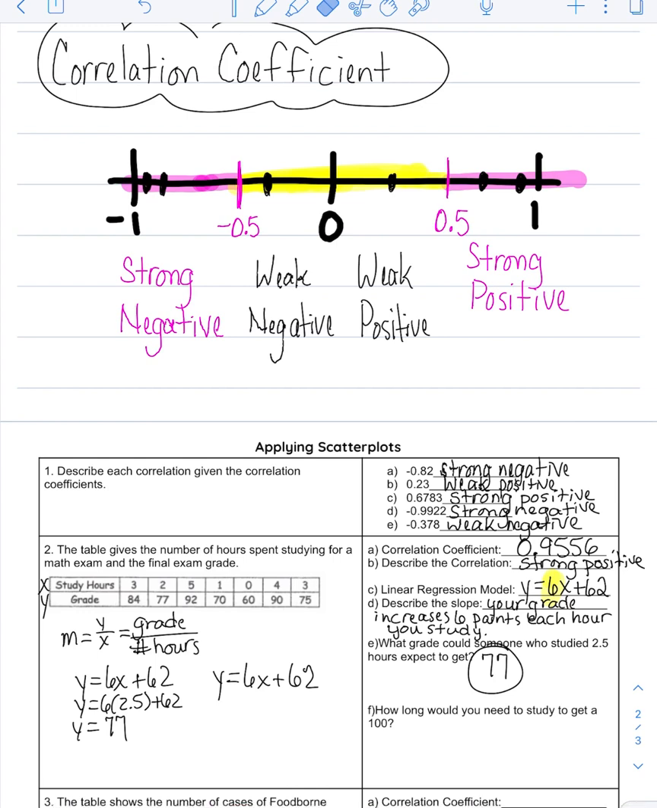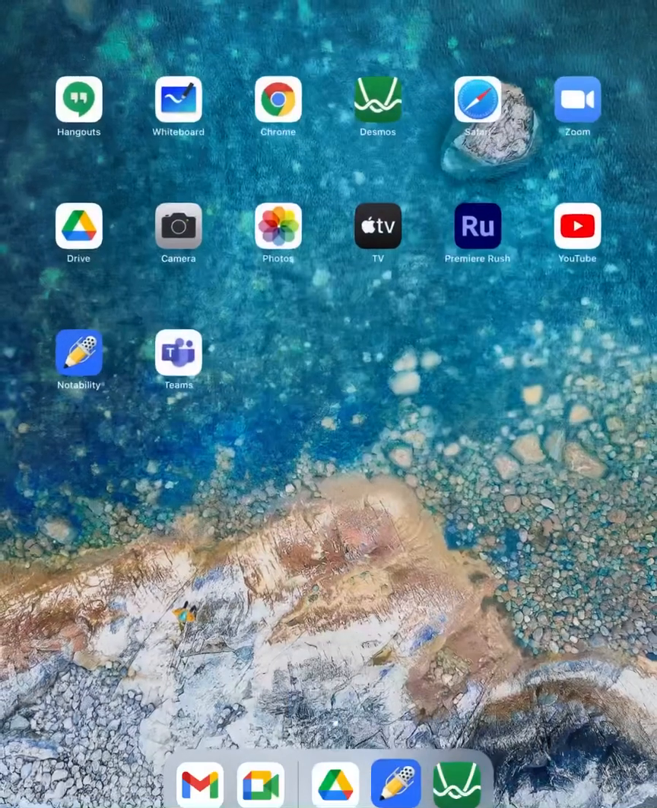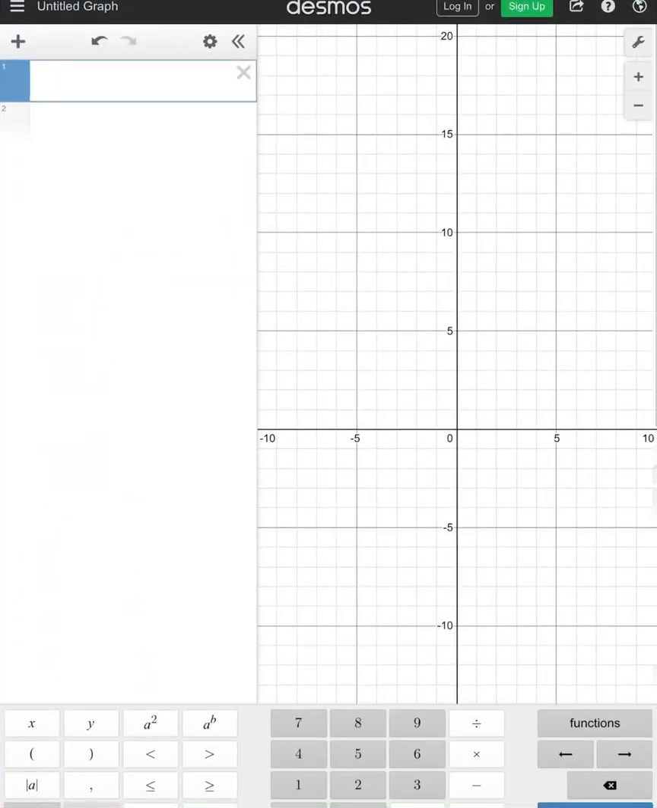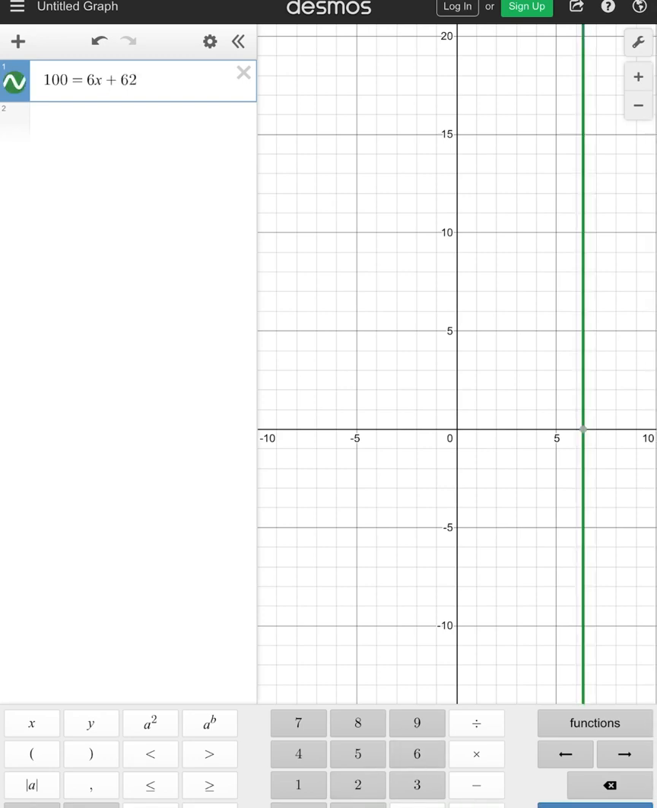So if I want to see how long I need to study to get a 100, this time I'm going to substitute the 100 in for y, because we said y is the grade. Remember, we identified that earlier. So 100 equals 6x plus 62. So I'm going to plug that into my calculator. 100 equals 6x plus 62.